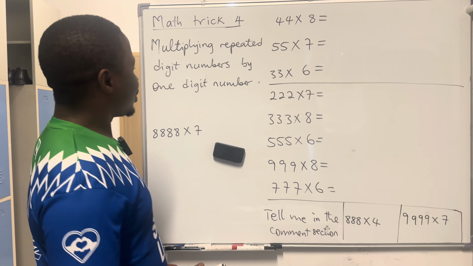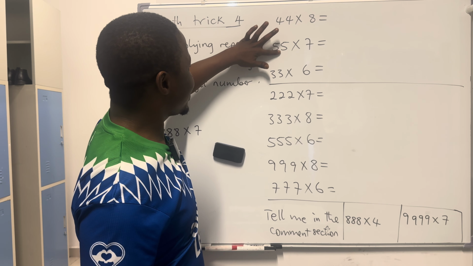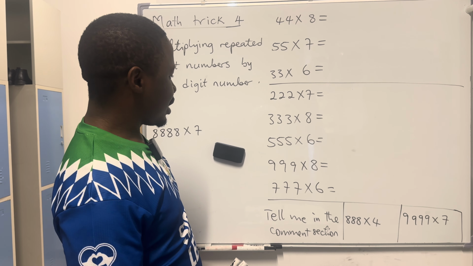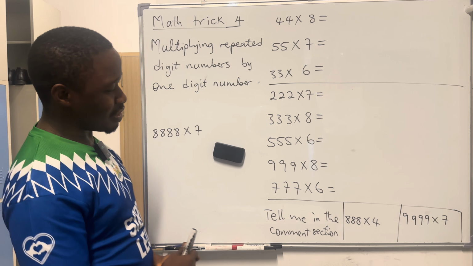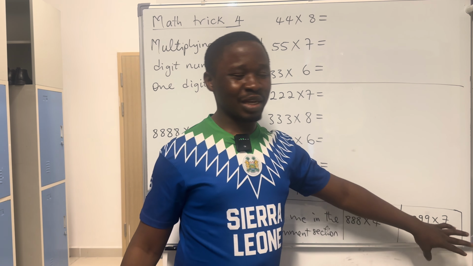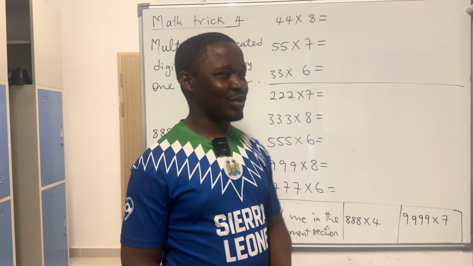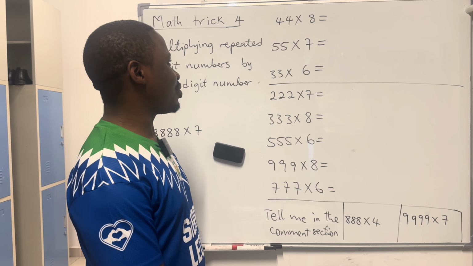Okay, so let's see here. These are two digits repeated, these are three digits repeated. I decided to do one here which is four digits. Then you will have to tell me what you get in the comment section for this one. You obviously don't need a calculator to do this.